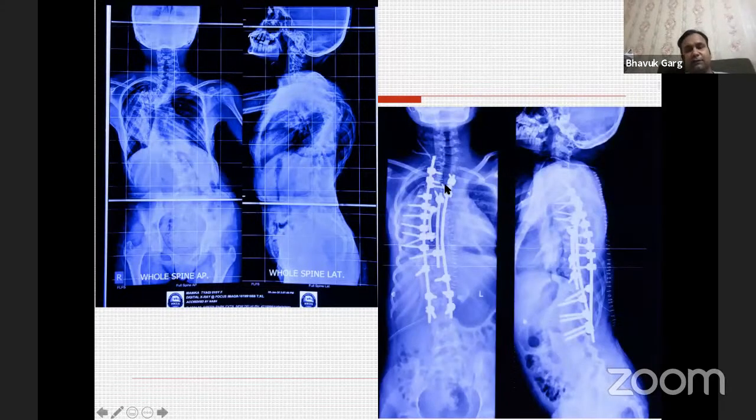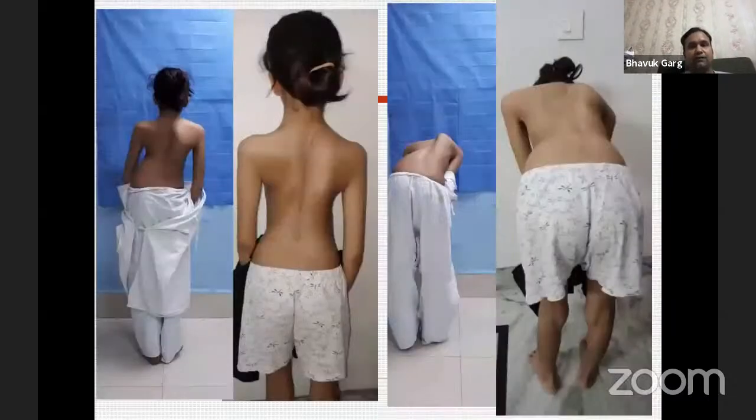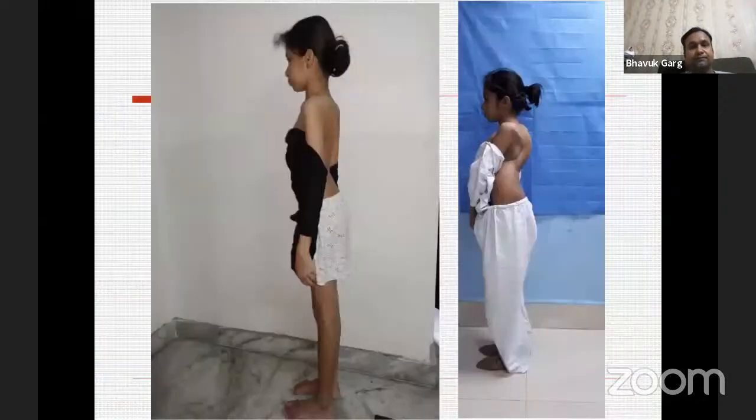So we used a special strategy. We linked the vertebrae which were rotated in the similar direction into the same rods, and then we derotated them in the different directions. This is the immediate post-op X-ray, and this is the correction. With the help of the thoracoplasty, we could achieve a good clinical as well as functional result.